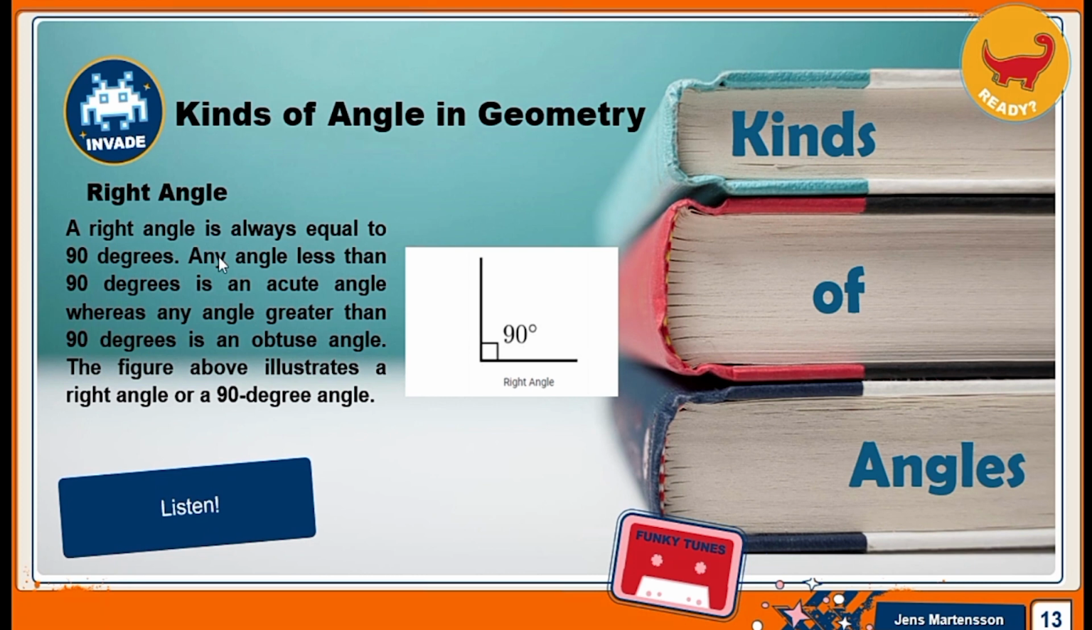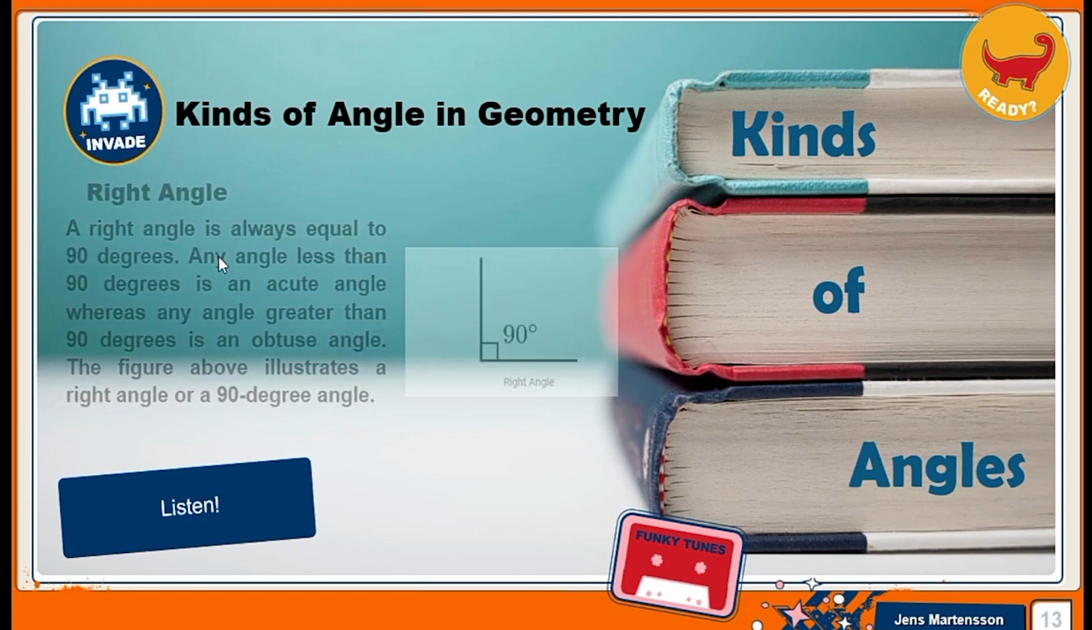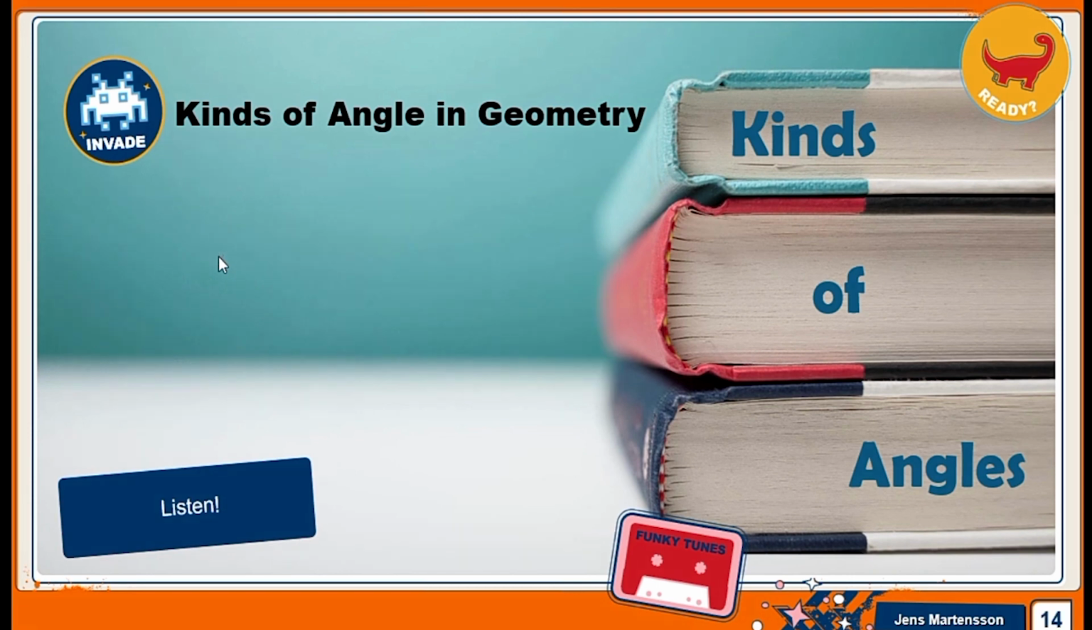As I discussed earlier, okay? So, if it is equal to 90 degrees, that is a right angle, not an acute angle, not an obtuse angle, but a right angle. Okay.